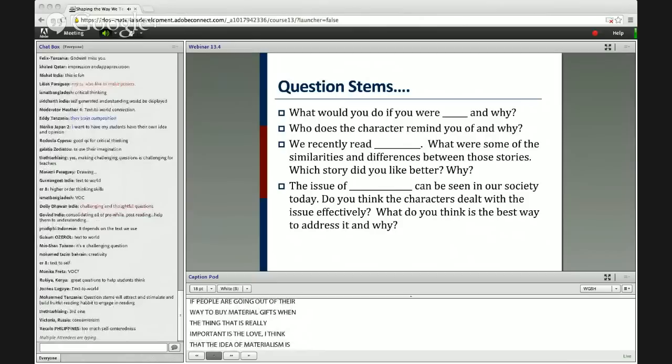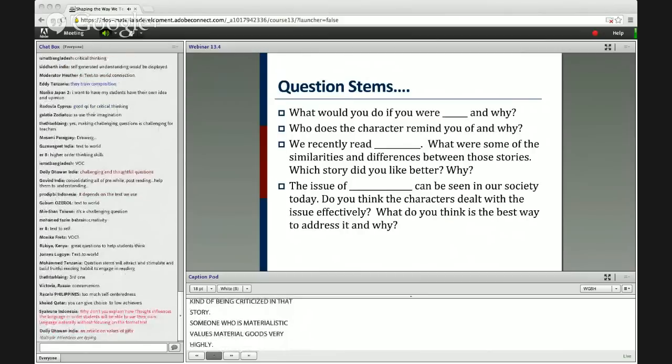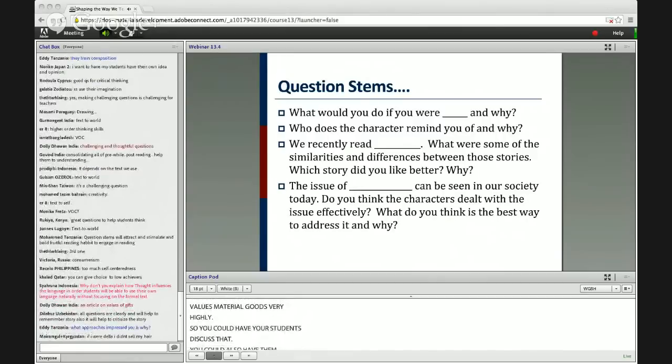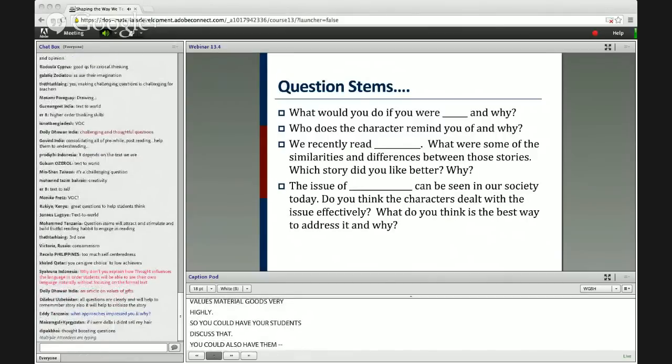Someone who is materialistic values material goods very highly. So you could have your students discuss that. You could also have them discuss consumerism, great, or self-centeredness could be a good theme to discuss.